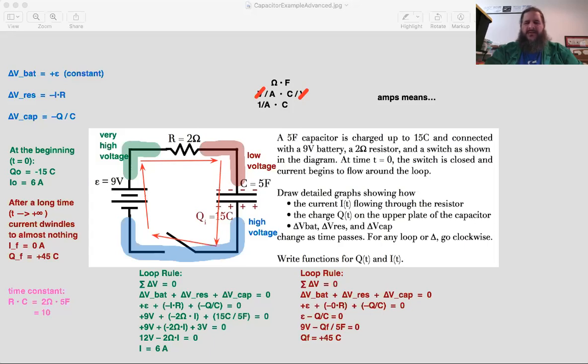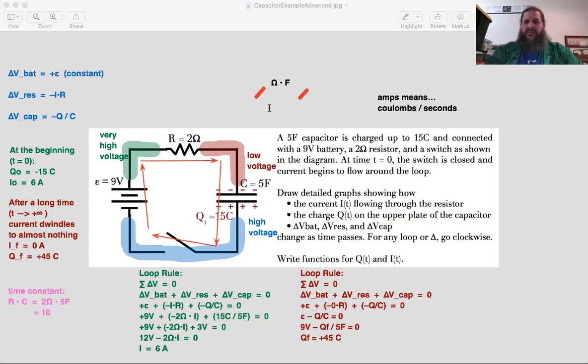How do we define current? What's actually flowing? Yeah, charge over time. And we measure charge in coulombs. We measure time in seconds. So amps means coulombs per second.